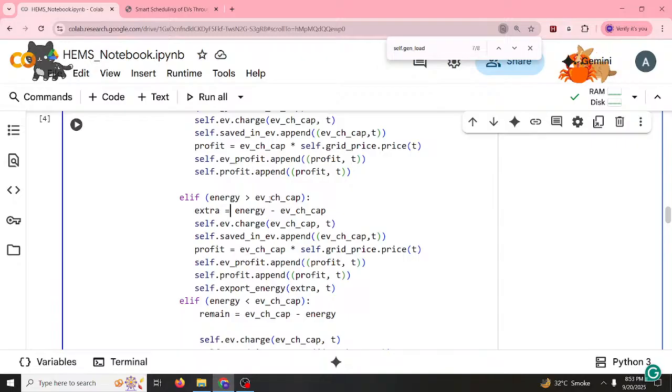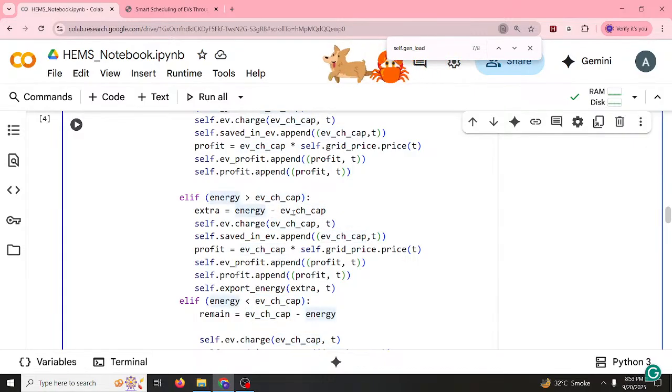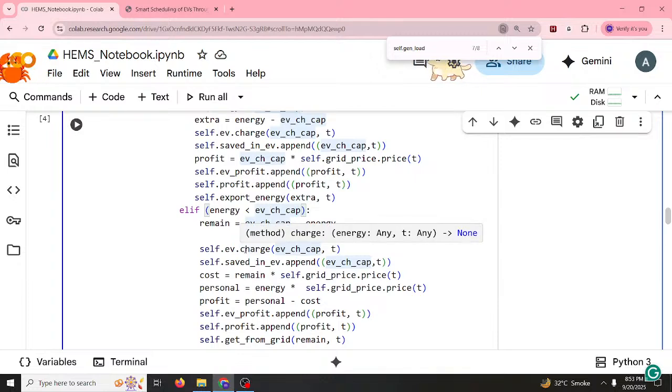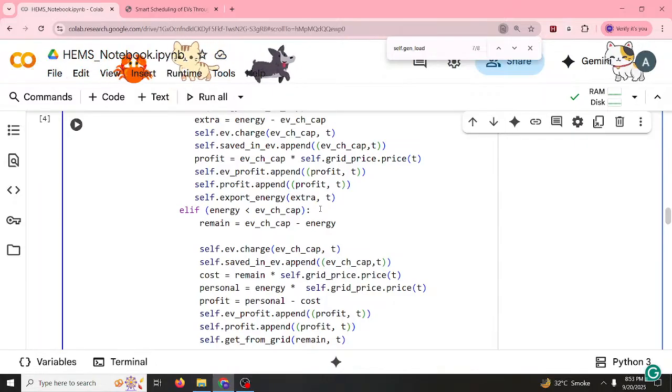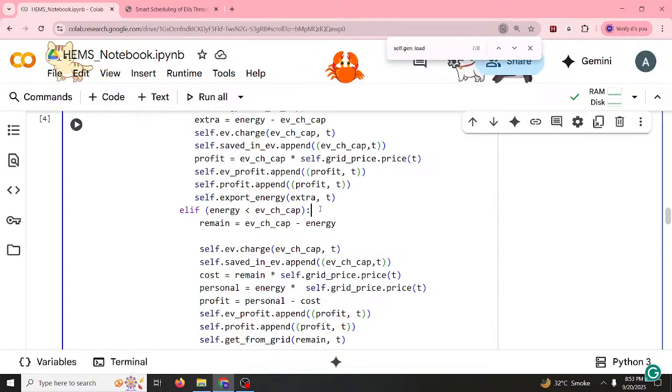Similarly, if the energy is equal to or greater than EV charging capacity, then we are just charging the EV as per the EV charging capacity, and remaining energy is there. And if the energy is less than EV charging capacity, we just need to keep our EV charging at a specific level. We have to provide some specific amount of load to the EV for actually charging the EV, otherwise EV will not be charged. For that purpose, what we did here is we just accomplish the full energy at that given time.